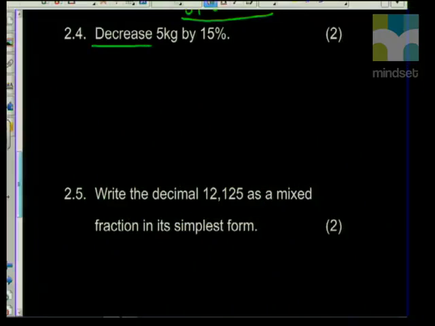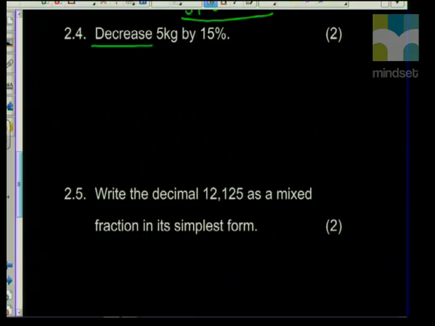Right, 2.4. The next one is to decrease 5 kilograms by 15%. Now there's a few ways we can do this. We can either find out what the 15% is, and then subtract it off, or we can convert the decrease part into a percentage and times it by that. So let's do method 1.